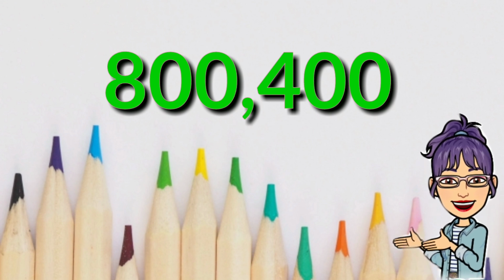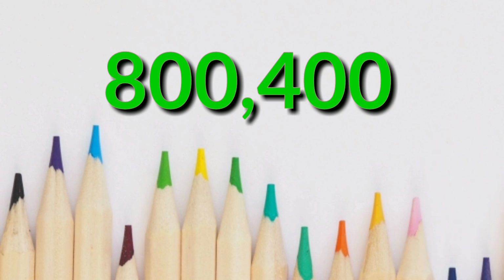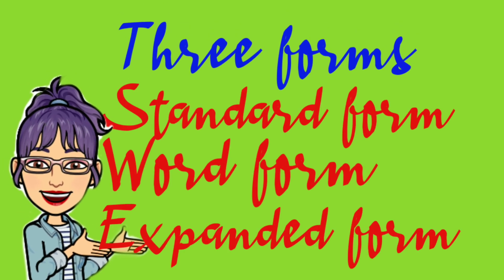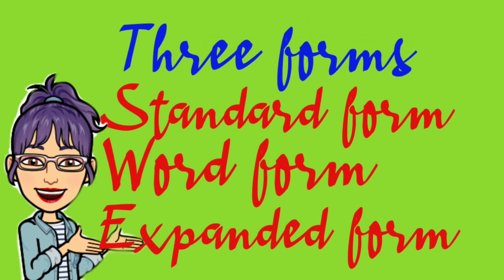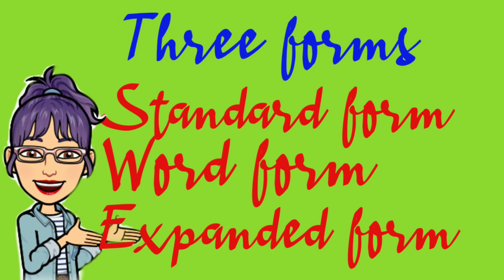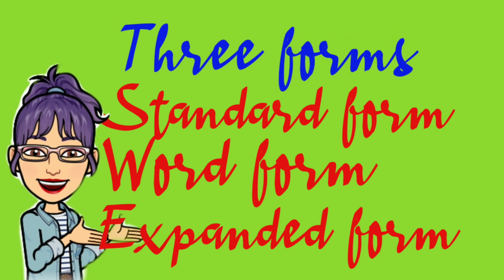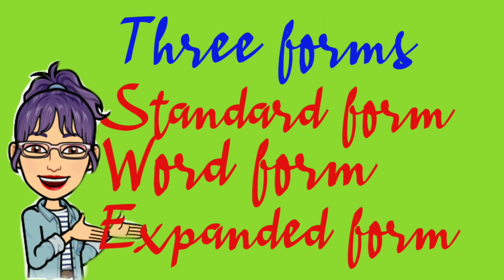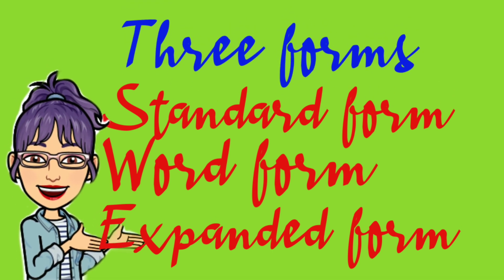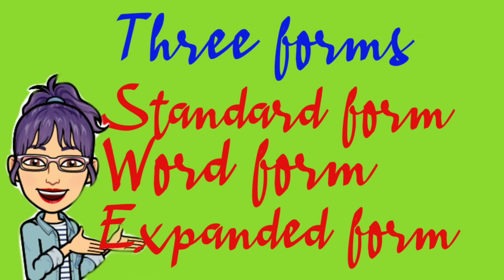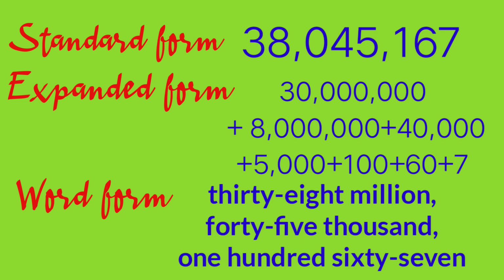That's great! Very good! Now, let us proceed to writing numbers. A number can be represented in three forms: in standard form, in word form, and expanded form. Do you have any idea about these three forms? Now, join me to study the following examples for you to find out their differences. So, here are the examples.